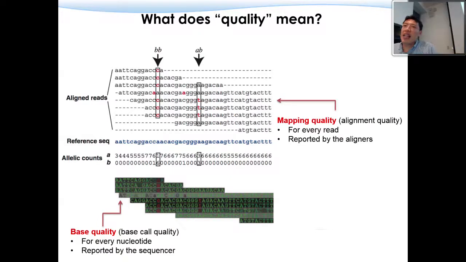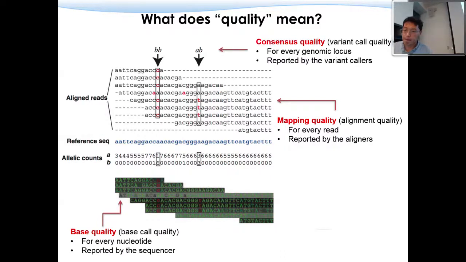The second quality is something called mapping quality. If we look at a nucleotide sequence, say 100 bases, and I align it to a part of the genome, how confident am I that the mapping is correct? That is called mapping quality, or alignment quality. Base quality is a measurement for every nucleotide. Alignment quality is a measurement for each individual read.